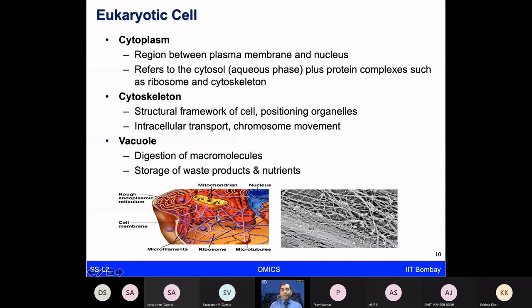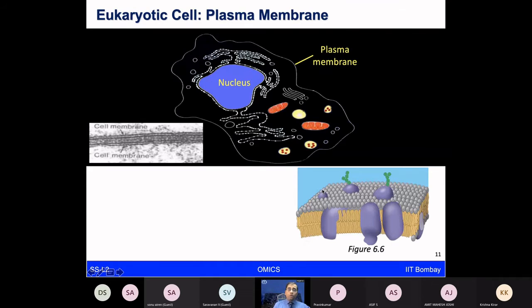Vacuole, as I mentioned, is the place where all the waste products can be accumulated, and that's more exclusive to plants. Now, to give you slightly more detail about each of these organelles I spoke about, I am also refreshing the basic broad overview.